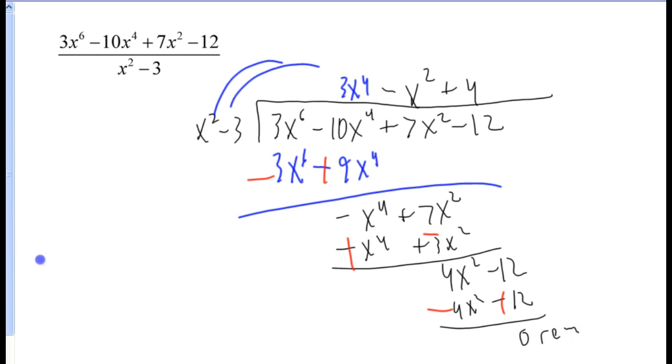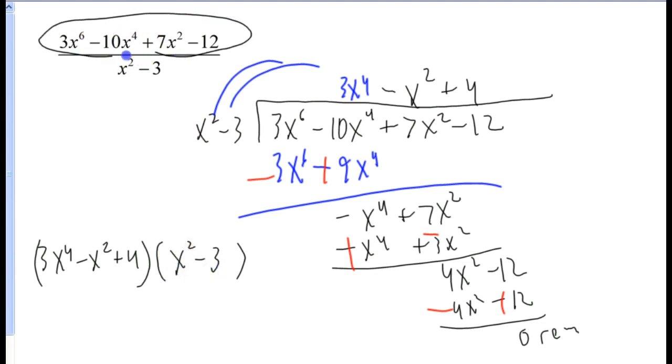So our answer would be 3x to the 4th minus x squared plus 4. So this one, we could go a little further and answer the question, what's the answer? But if this is one of the factors, you should know the other factor here. If I multiply this answer times this, I should get this. That's a factor, and that's a factor, basically. And if you wanted to show off, you could find the solution from here. But that's how you do long division of polynomials.